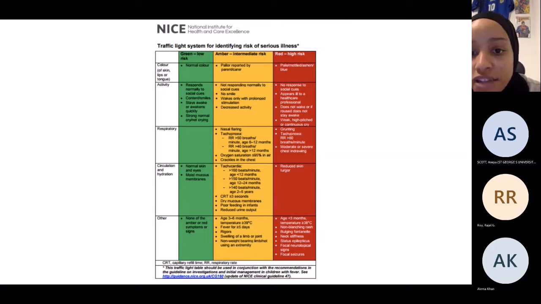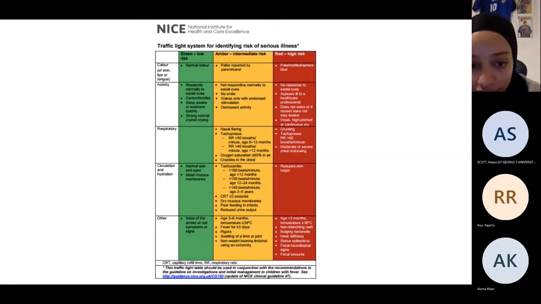So whether they're having nasal flares, for example, or they're grunting. Grunting would be obviously more severe. You'd look at their circulation and hydration. So with that patient, they did have dry mucous membranes. That's amber. If it was more severe, then you would consider IV fluids.